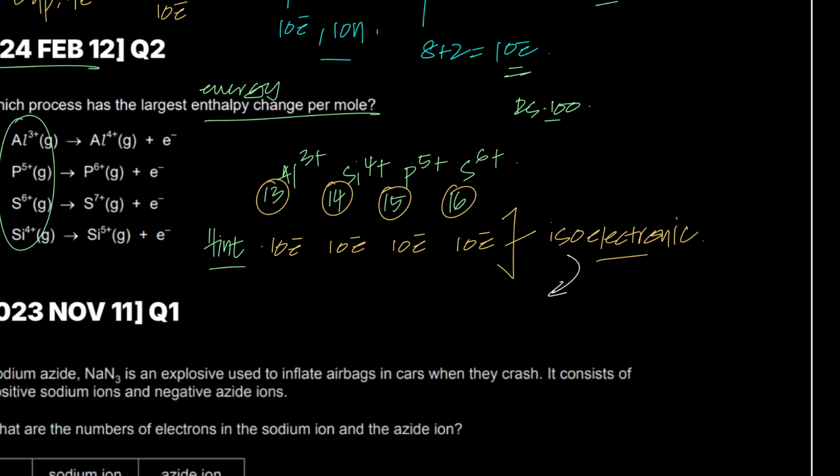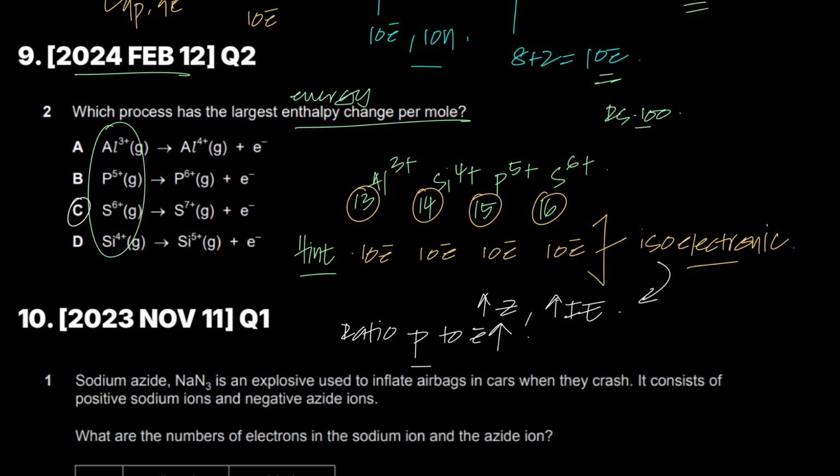For isoelectronic, I taught you something very simple: the higher the nuclear charge, the higher the ionization energy. Because the ratio of protons to electrons increases. Sulfur has 16 protons, but they all have the same number of electrons. So more protons are pulling the same number of electrons, not more electrons. So what is the correct option? Which one has the highest ionization energy? That one would have the largest enthalpy change. So the highest ionization energy is for S6 plus. So C is the correct option.